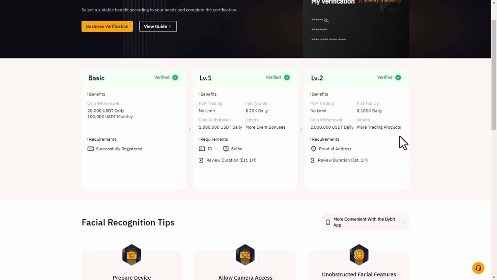Then level 2 is just like level 1, but it gives you a daily top up of 100k and a daily withdrawal of up to 2 million USDT. If you can do that, I would really be happy for you guys. The requirement is just the proof of your address. I don't want to get into more details because everything is crystal clear by the platform when you attempt your KYC, so you don't need anything from me to tell you.